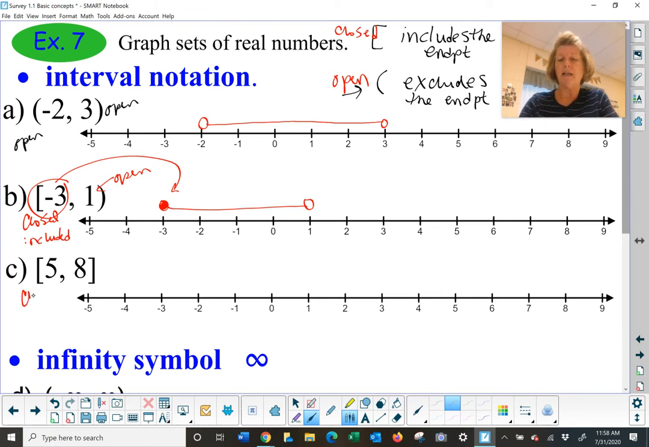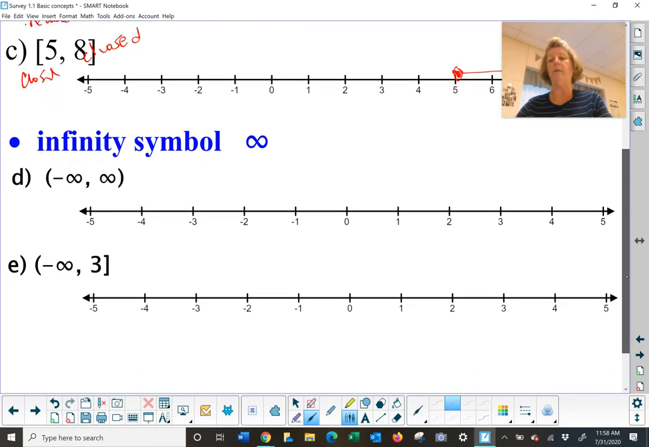On C, I'm reading this as closed endpoint, closed endpoint. Looks like dozed. Hopefully you aren't dozing. Okay, we got closed and closed. 5 to 8. Should we shade them in? Yeah, you're right. Let's shade them in because they are included endpoints. They're closed. The infinity symbol will always require an open endpoint on it.